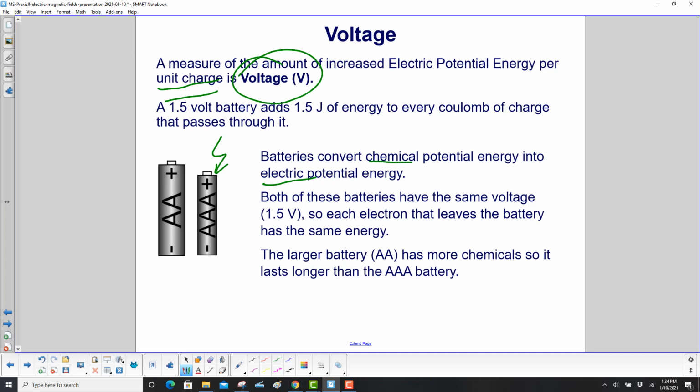Both of these batteries have the exact same voltage, 1.5 volts. So each electron that leaves the battery has the same energy. The larger battery, the AA, has more chemicals, so it lasts longer than a AAA battery.